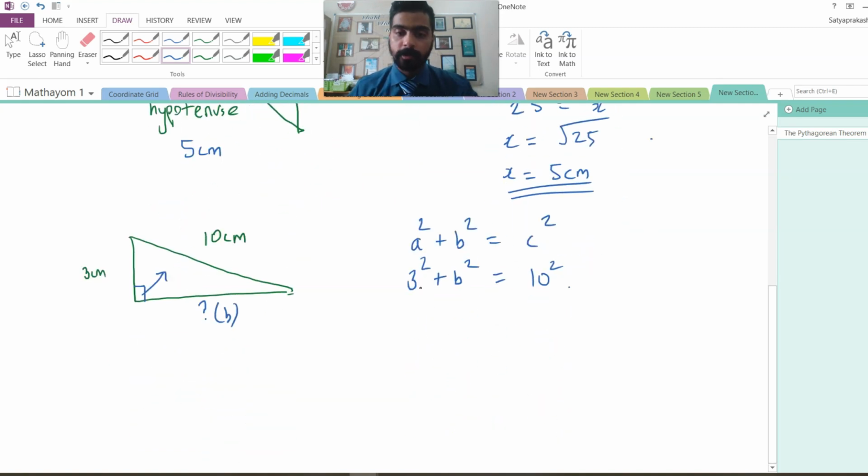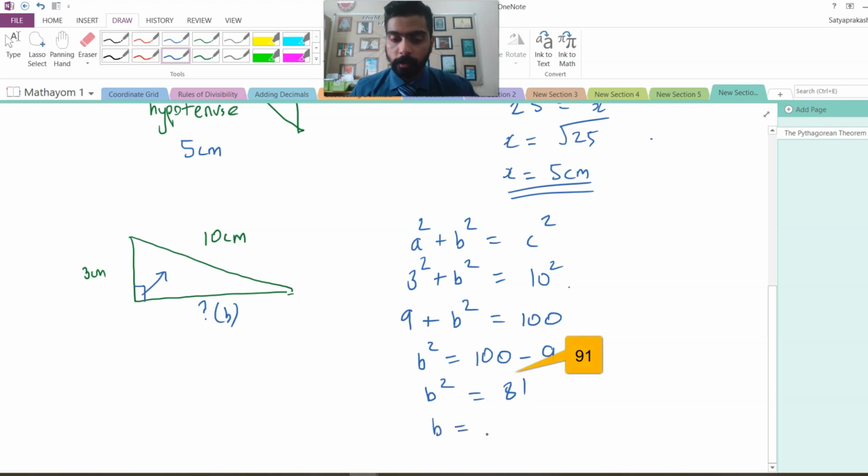Now let's go ahead and solve it. 3 squared will give us 9 plus b squared is equal to 100. Right, guys? 3 times 3 is 9 and 10 times 10 is 100. In order to find the value of b, we subtract 9 from both sides, which will give us 100 minus 9. Therefore, we would get b squared is equal to 91. Sorry guys, I said 81 earlier, this should be 91. And in order to find the value of b, we find the square root of 91.